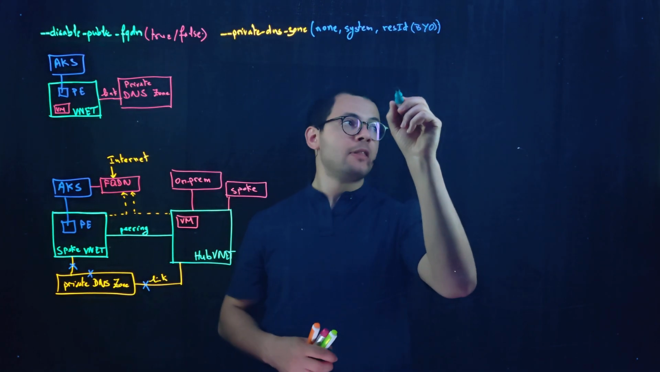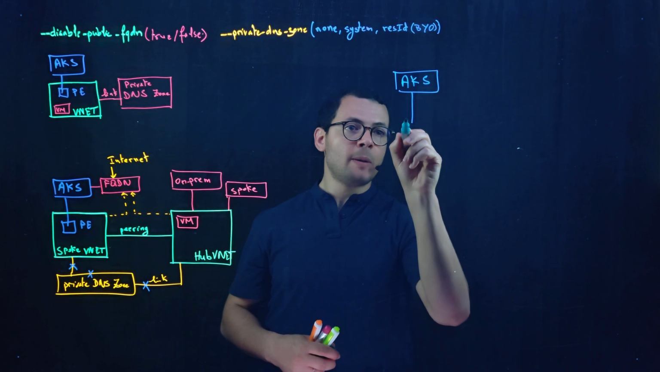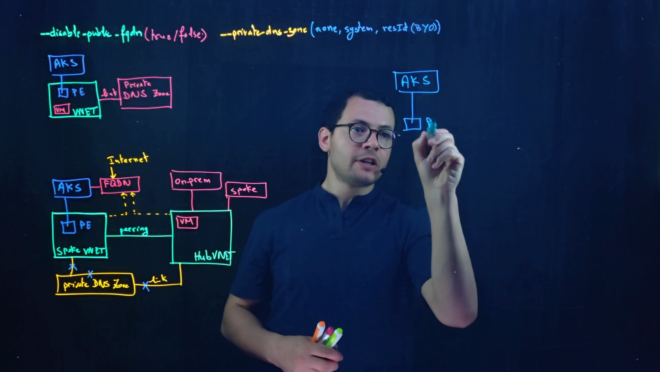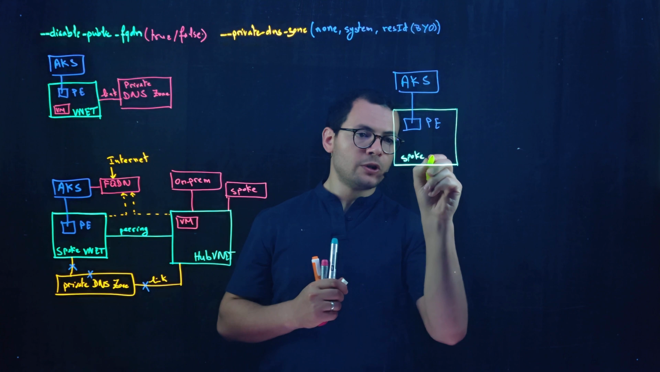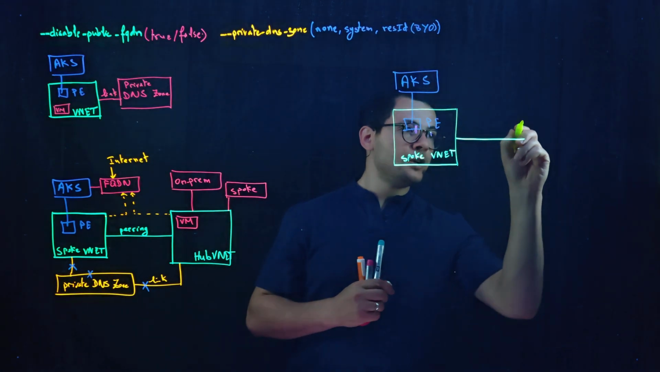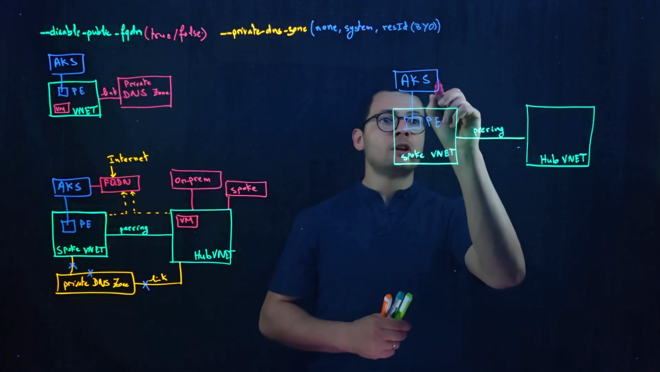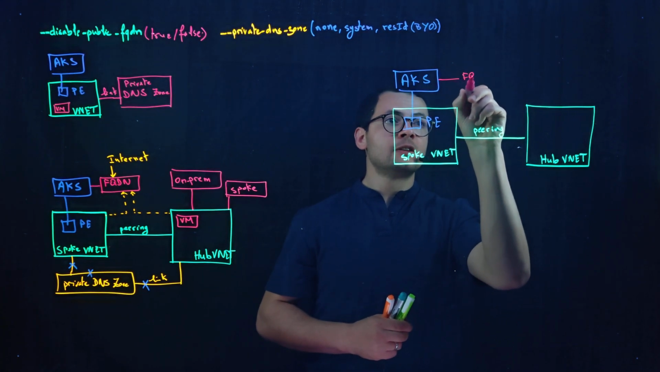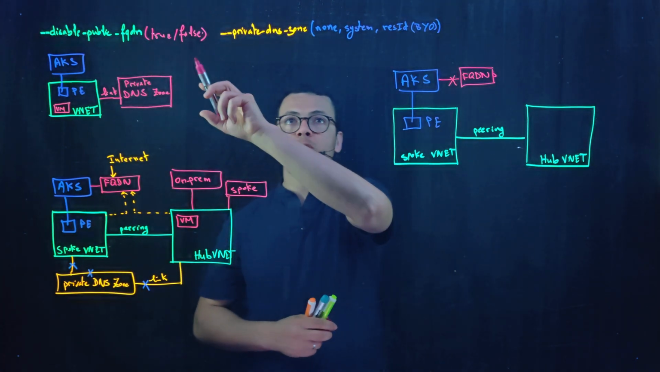This means that they will have their AKS cluster control plane exposed through a private endpoint that will live within a virtual network, which is the spoke virtual network that will be peered with a hub virtual network. So here they will disable that public FQDN by setting disable public FQDN to true.